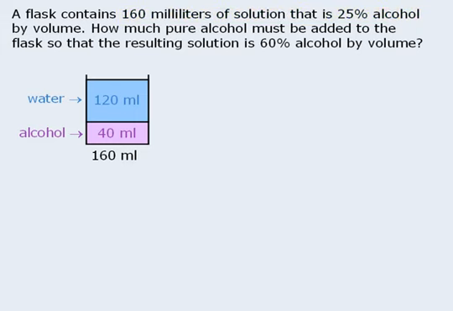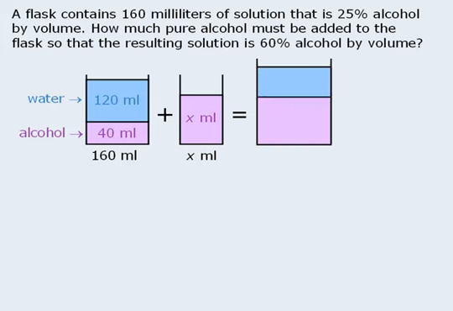Now to the solution, we want to add a certain amount of pure alcohol so that the new mixture is 60% alcohol by volume. Since we do not yet know how much alcohol needs to be added, let's say that we are adding X milliliters of alcohol. Now when we add these two solutions together, we get a new solution, which we will draw with the alcohol and water separated. To determine the various volumes of this new solution, we will combine like parts.